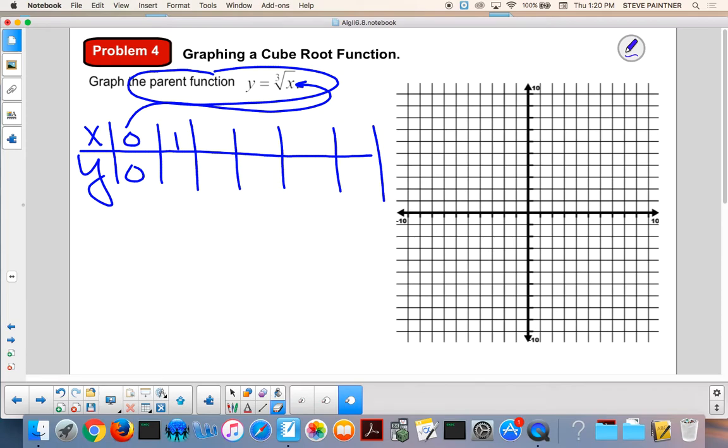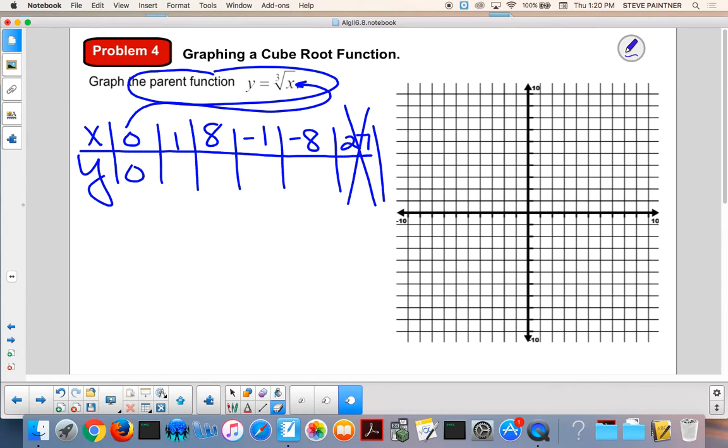Give me another one. 2. 2 is not easy. 8. 8's easy. Negative 1. What else? Negative 8. Now, the next easy one is what? 27. Do you want to graph 27? No, probably not. So we're not going to go that high. So let's get our answers.